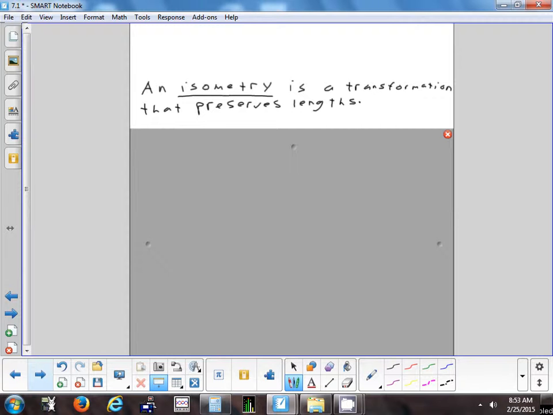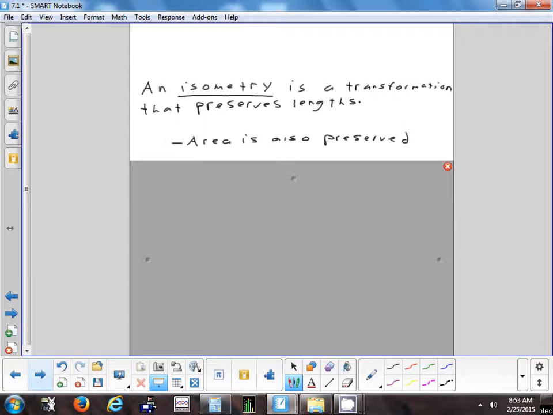How about a rotation? If you rotate something, do the lengths change? No. So a rotation is an isometry, and so is a translation. You just take something and slide it, it doesn't change the lengths. Those are all isometries. Here are some other things that also happen. Area stays the same. If you take a rectangle and rotate it, it doesn't change its area. If you take a rectangle and translate it or reflect it, its area stays the same.